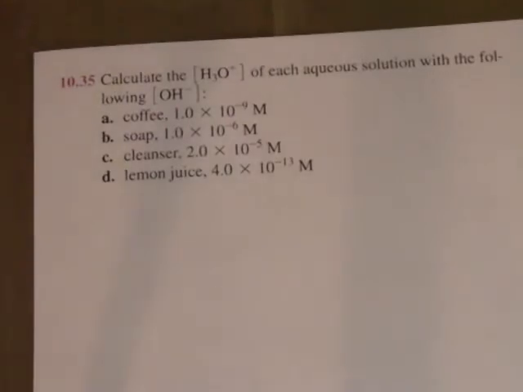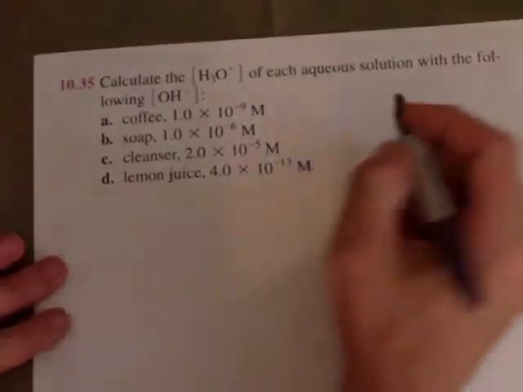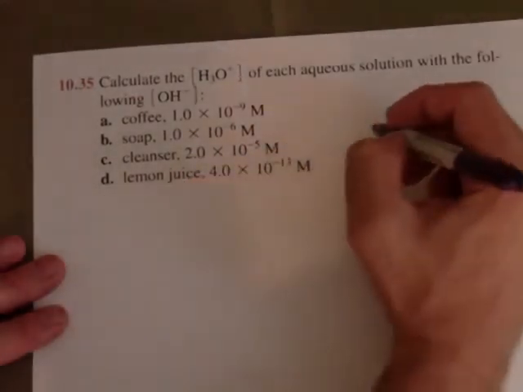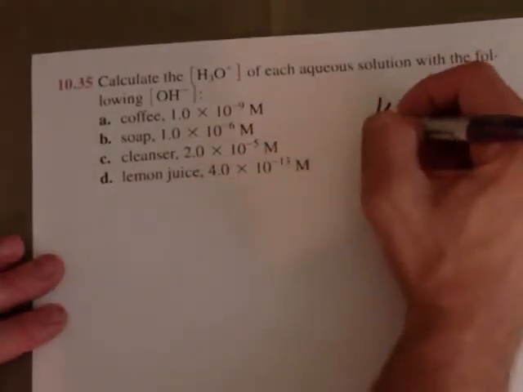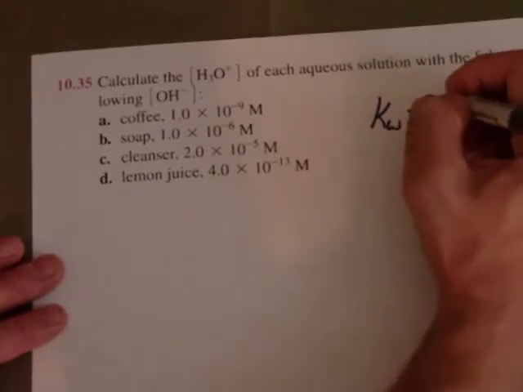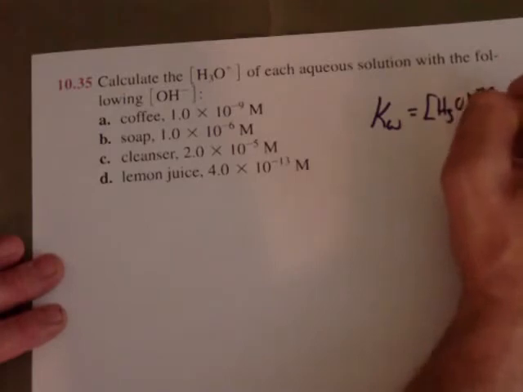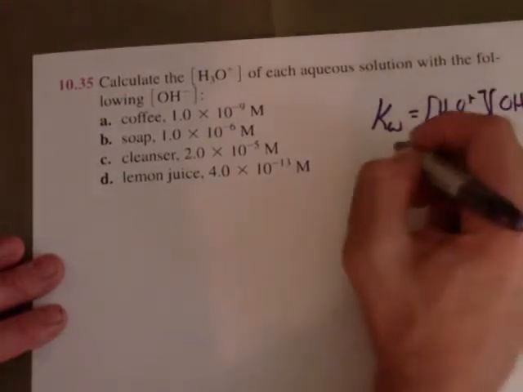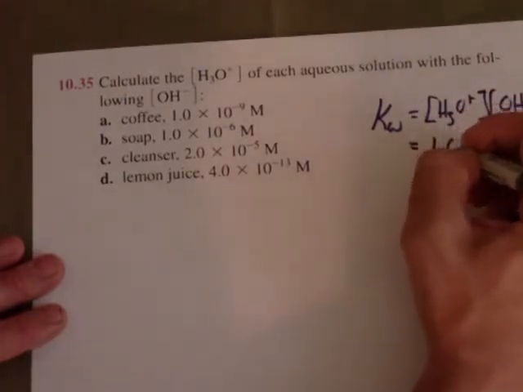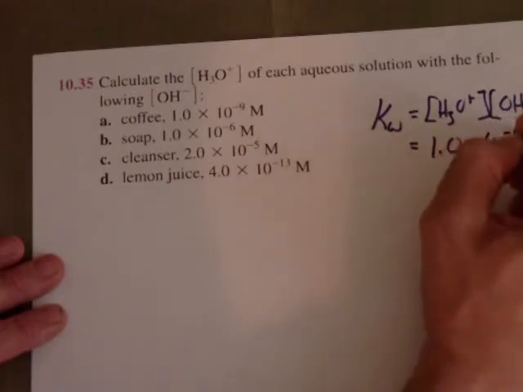Now we'll move on to 10.35, and 10.35 is asking us to calculate the H3O plus concentrations with these given OH minus concentrations. In these questions, we'll have to use the idea that Kw is equal to H3O plus times OH minus, and that is equal to 1 times 10 to the minus 14.